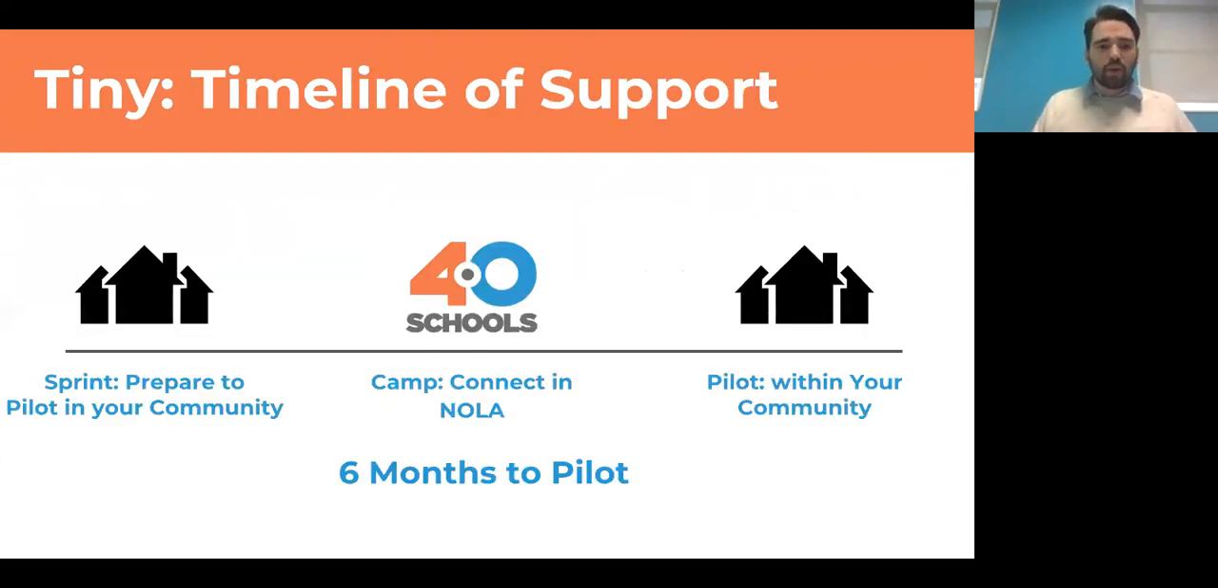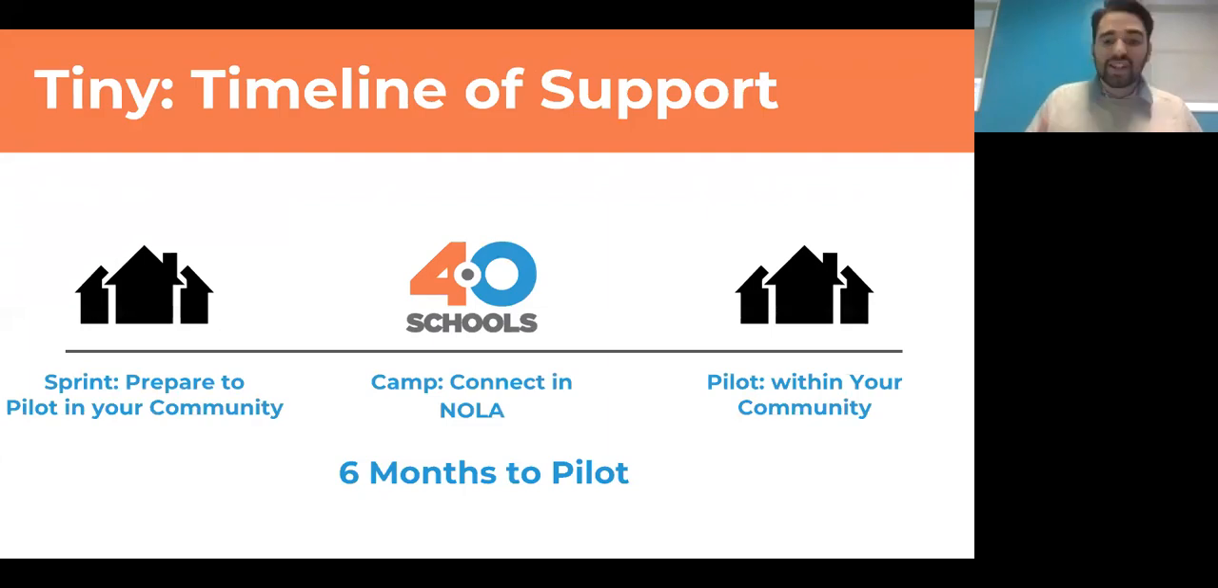To do that, there are three phases of our programming. We do Sprint at Home, which is an online course that is really focused on helping you prepare to pilot in your community. It's pretty interactive. It is called a sprint because there is a decent amount of work to get you started, so it's an upfront dose of work. We'll talk about that more in detail in a moment.